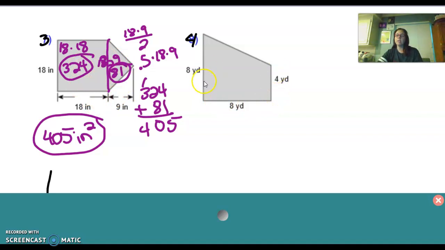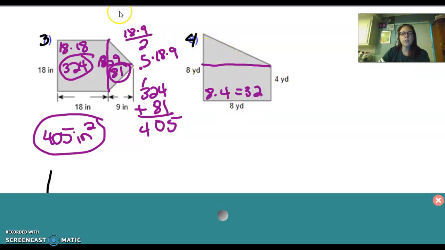Okay. Now this one is a trapezoid, but in 7th grade, or if you're in advanced, you will learn the formula for trapezoid, but we're not going to do that right now. We're just going to make it into rectangles and triangles, things we know. So this one's just going to be 8 times 4. This 8 and this 4, not this 8. This 8 and this 4, so that's 32.